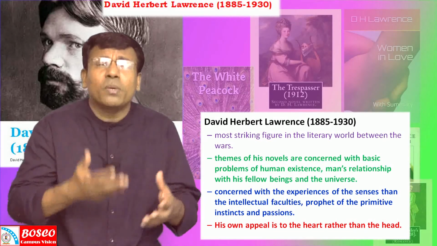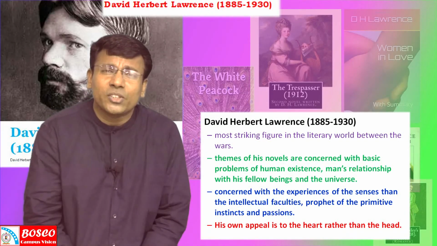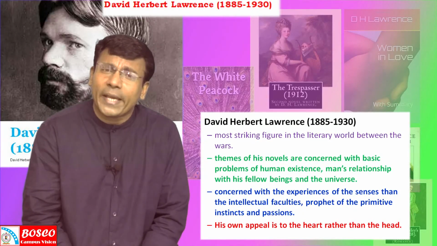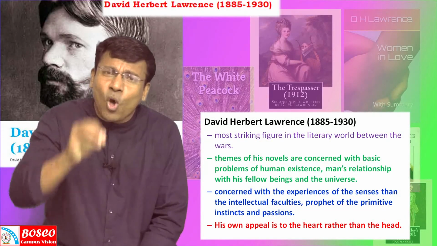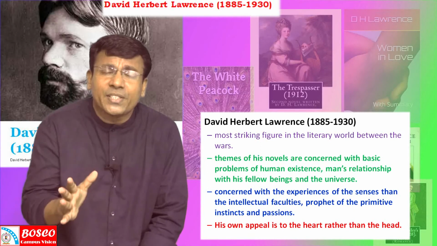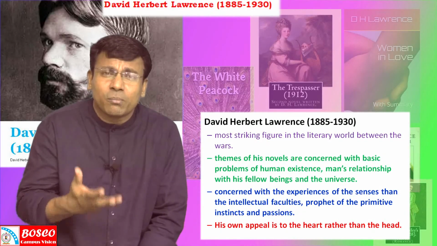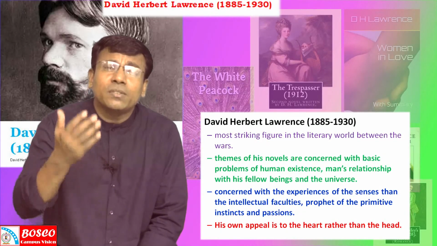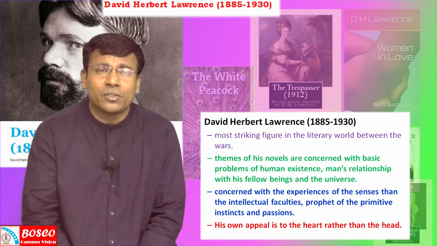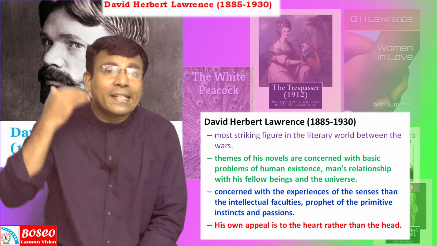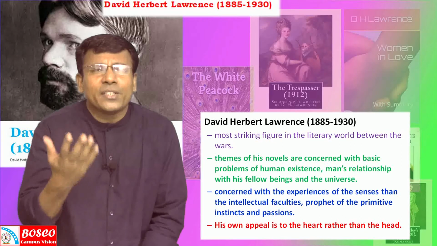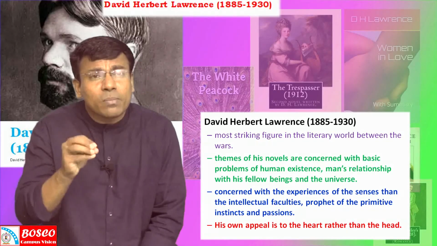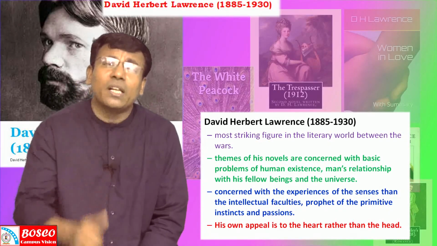So he is talking more about relationship, especially sexual relationship, and he often uses obscene language as well. He is called the prophet of the primitive instincts and passions. So he gives more importance to the heart than the head. The characters of Lawrence show resemblance to the creator, to himself.